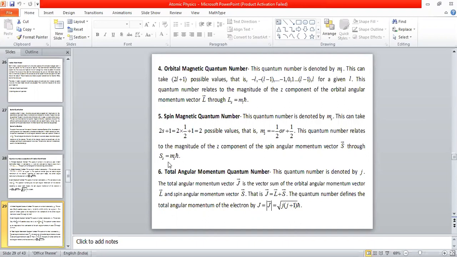That Sz value is decided by your ms, the magnetic spin quantum number. The magnetic spin quantum number ms gives the projection of the vector S, the spin angular momentum, in the reference direction. What is that reference direction? The z direction. What is the projection? That projection is Sz. So the Sz value is decided by your ms, because Sz is equal to ms into h cross. Okay, did you understand?